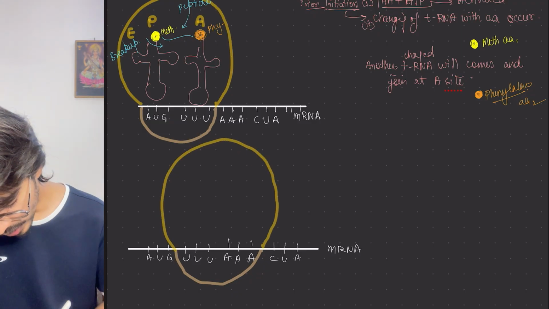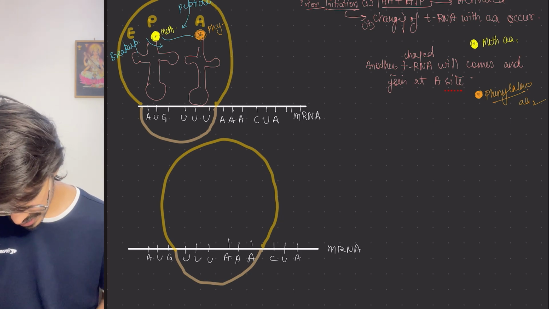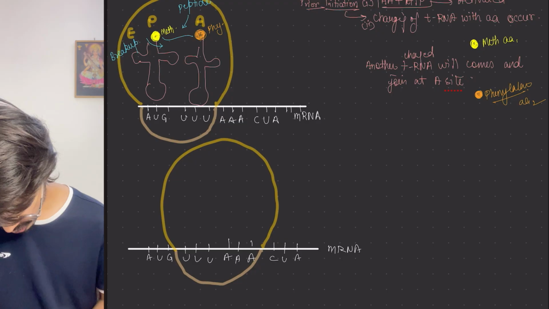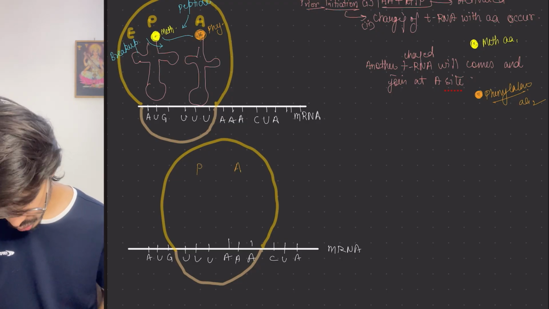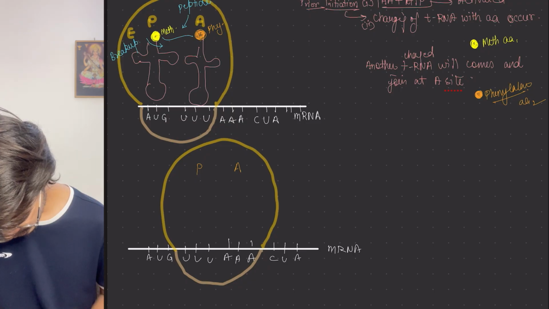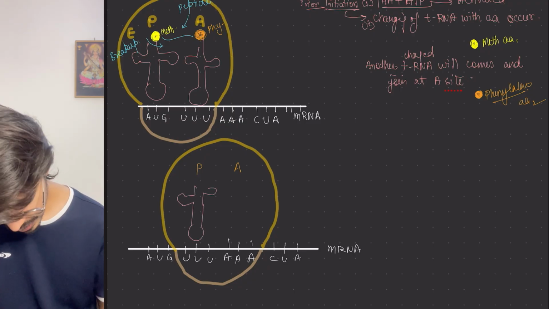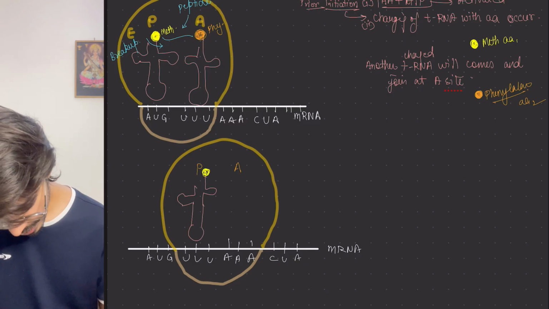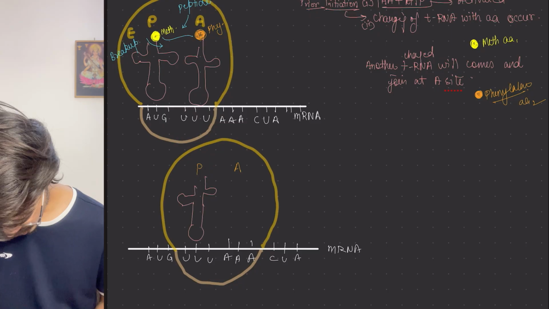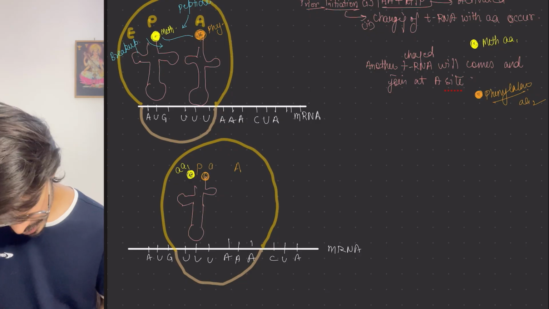Okay, and when it moved, what happened? These spaces changed. Means what? Now P is here, A site is here. So your tRNA which was present at UUU, if you see that UUU, what is present? This tRNA with the first amino acid and the second amino acid joined.